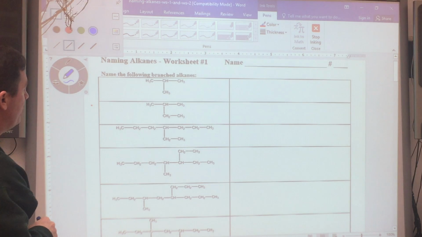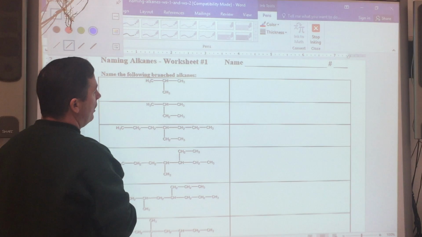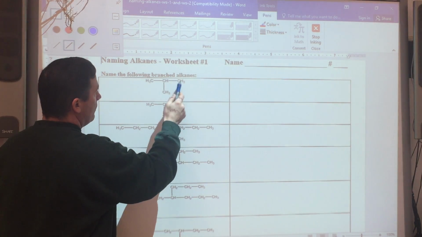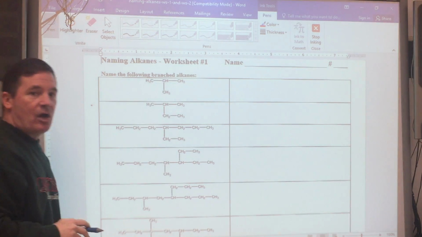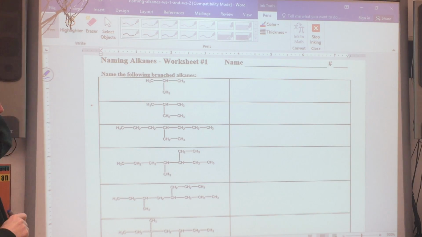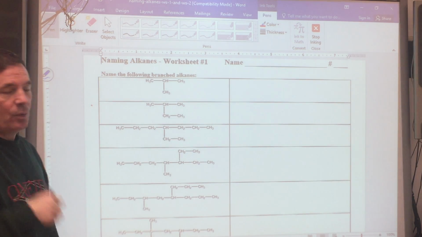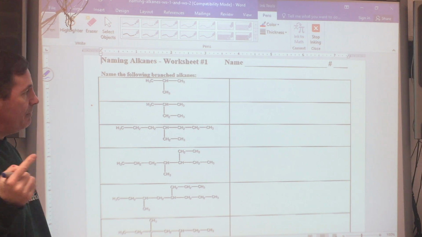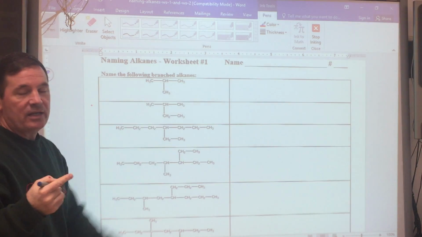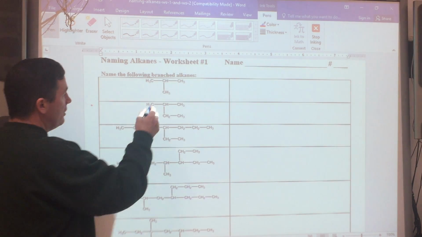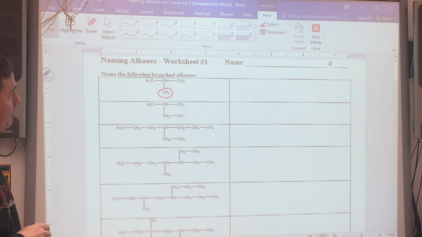Okay, let's do the first one. Here's how it goes. Find your longest chain. 1, 2, 3, 1, 2, 3. My longest chain seems to be 3. This group here is a CH3. 1 carbon is meth. It's not methane because it's a substituent. It's attached to the longest chain here. So this I'm going to consider as my substituent group. It is a methyl group.